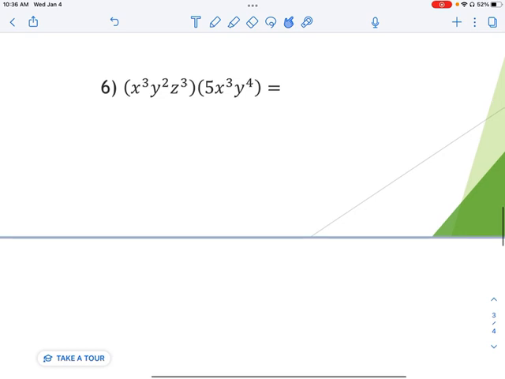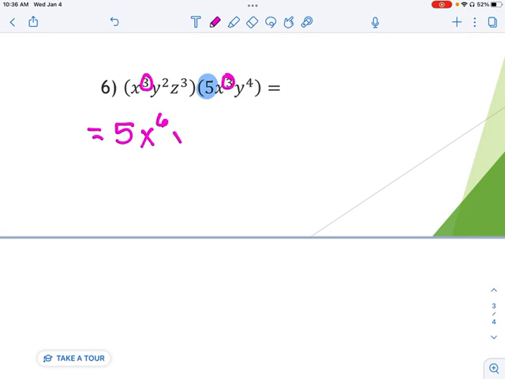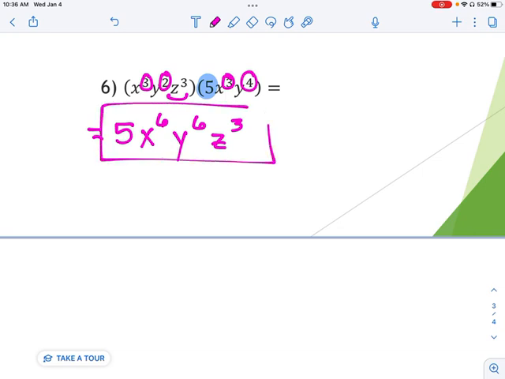All right, let's try this last one here. Last thing we look at, we have a coefficient here, but nothing on the first one. So I'm just going to bring the 5 down. Now I go common base to common base. So I have x. I have a 3 and a 3, so those would get me 6. Y, I have a squared and a fourth, so that's going to get me y to the 6th. And then my z is just going to stay z to the third because there is no other thing multiplied to it. So my final answer there would be 5x to the sixth, y to the sixth, z to the third.